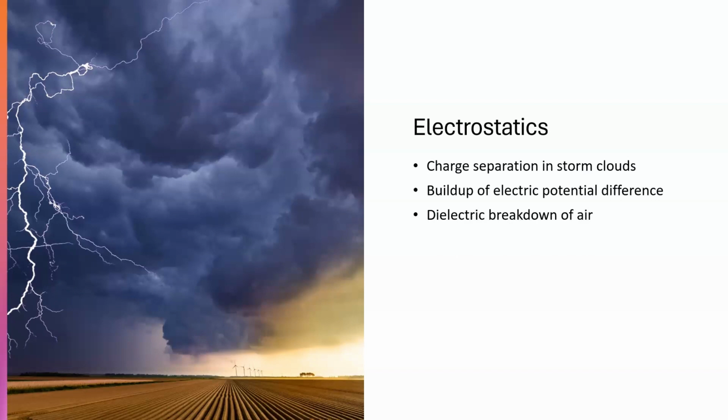And as more of the charges separate, there's a large buildup of the negative charges, which causes a buildup of electric potential between the cloud base and the ground. And eventually, once this potential keeps building up, it gets so massive that it's enough to break down the air itself, which then allows a path for the lightning to form.